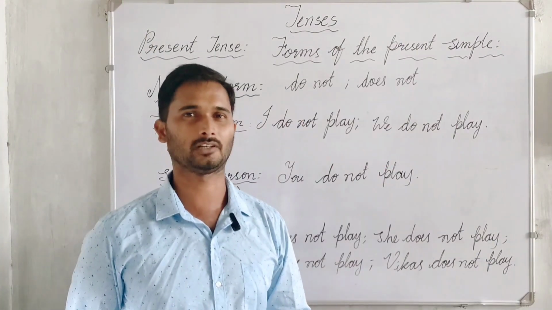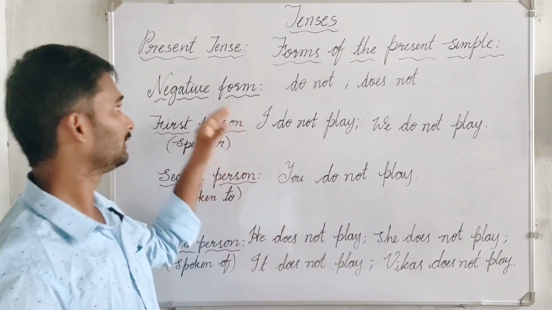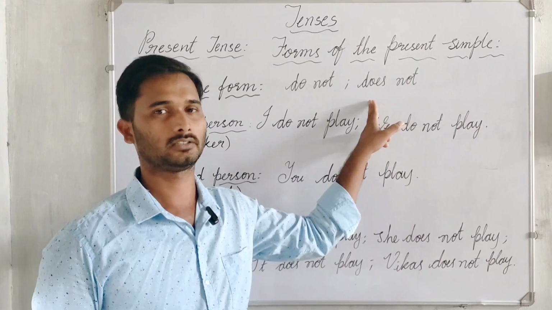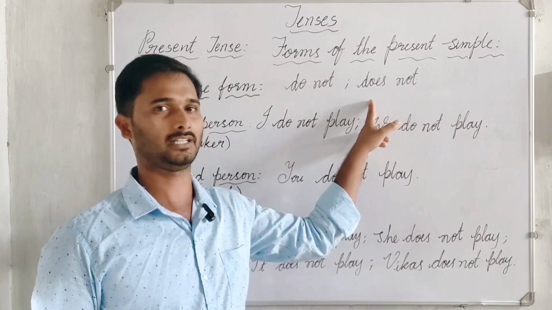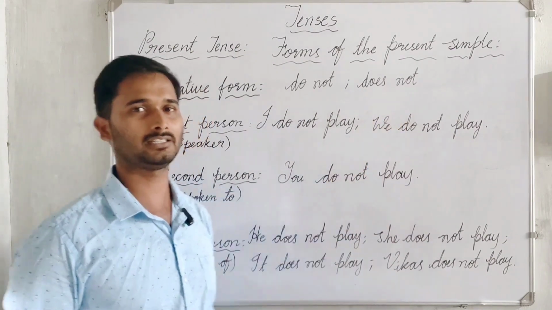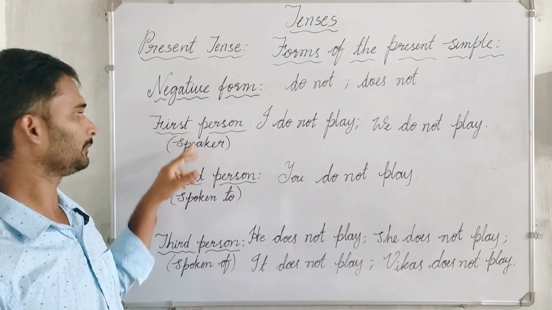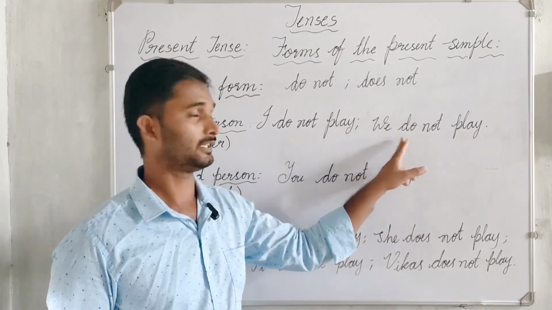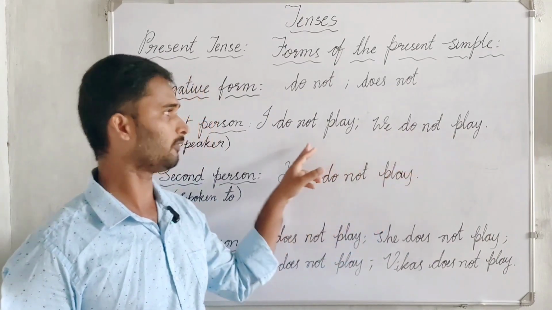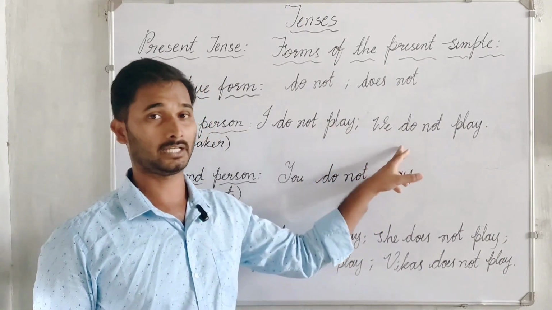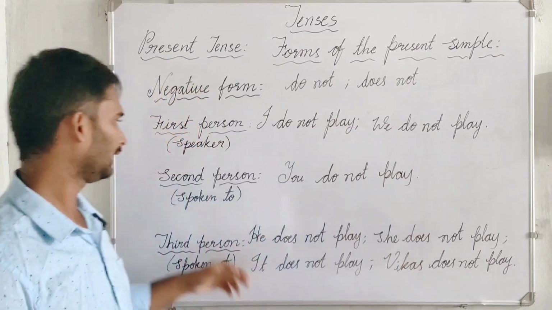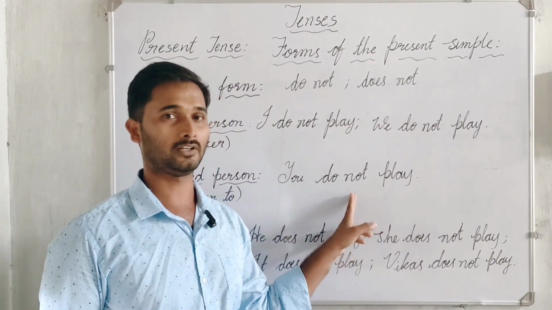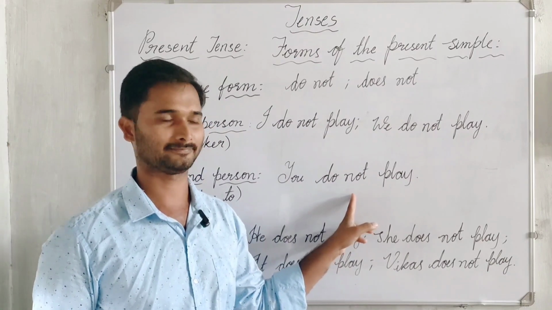The negative form of the present indefinite. We use do not or does not to form a negative present indefinite sentence. Let us see some examples. First person, I do not play. We do not play. Short forms, I don't play and we don't play. And the next one, second person, you do not play, and we also call it you don't play.